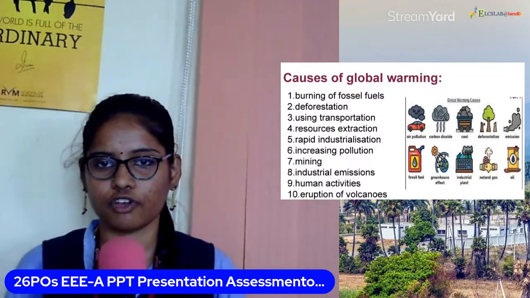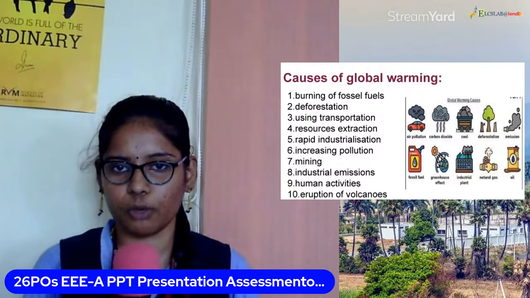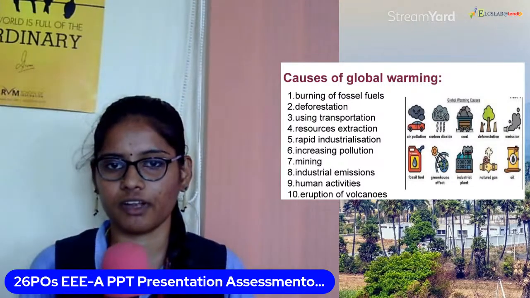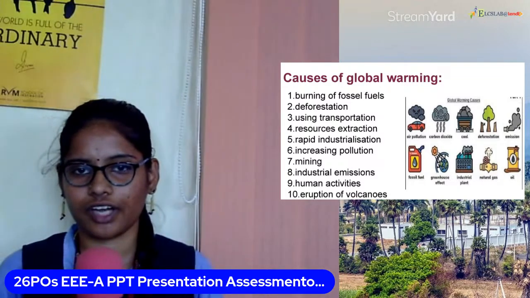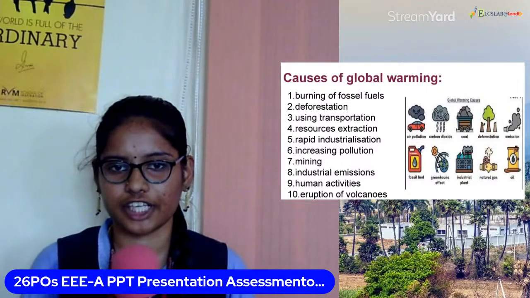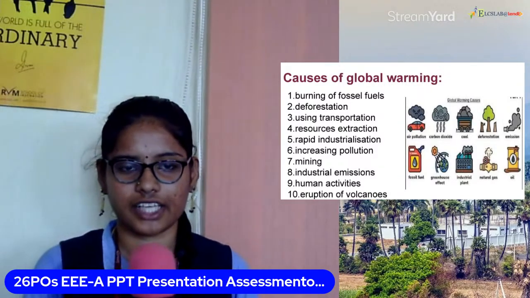There are some causes of global warming. Mostly the burning of fossil fuels causes global warming. Next, cutting down of forests. Also using more transportation, resource extraction, rapid industrialization, mining activities, industrial emissions, human activities, etc.